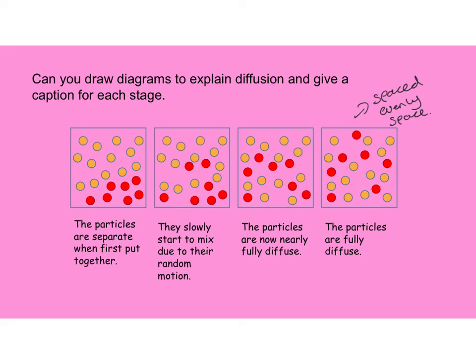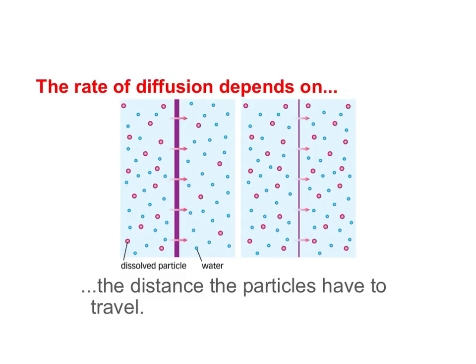Okay, so there are a couple of things that affect diffusion. One of them is the distance the particles have to travel. So the larger the distance, diffusion will be slower. So this one here would happen a lot quicker because it's got less of a membrane to pass through. Okay, so the larger the distance they've got to travel, the slower diffusion will happen.